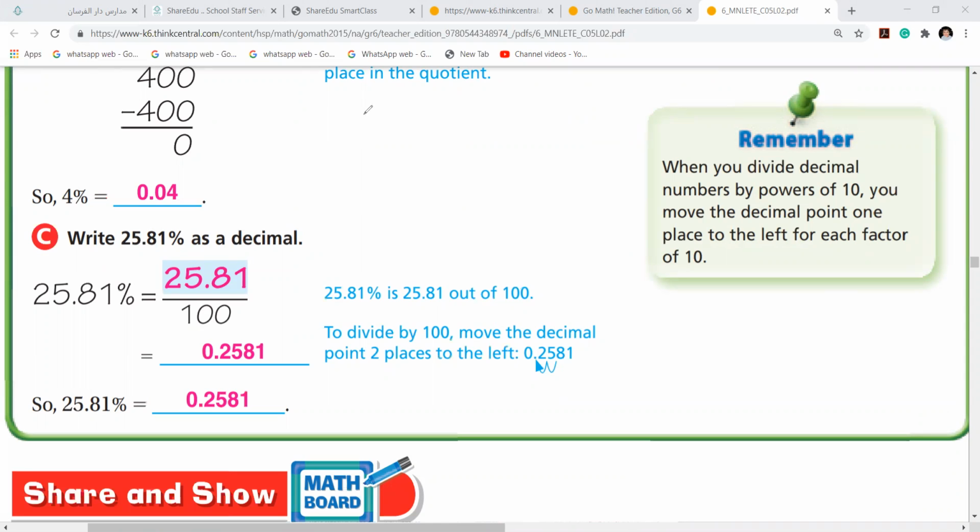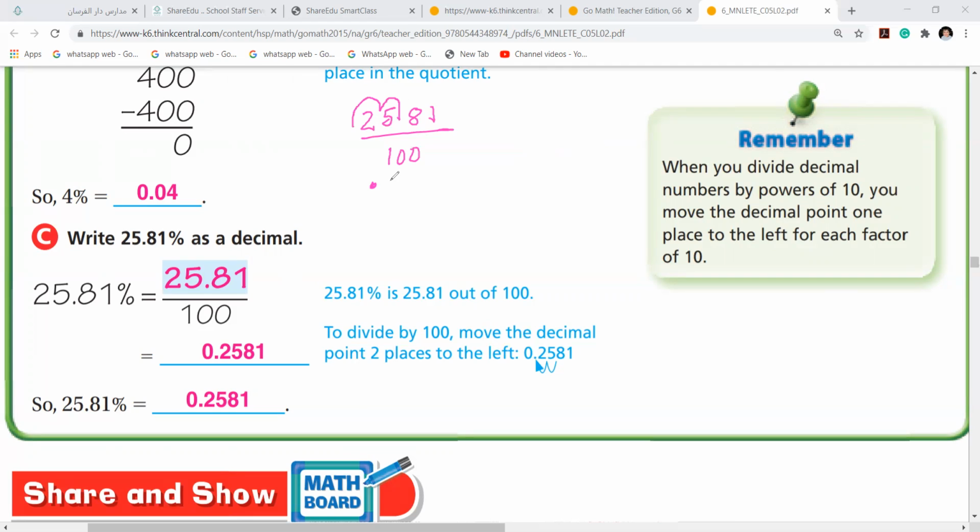You have 25.81%. That means 25.81 over 100. Now see, move this decimal point to the left. 1, 2. That means I have. Miss, when the decimal point is here, we don't move from here, right? No, we will move from where the decimal point starts. Actually, see, if there is no decimal point, that means this is 0.00, right? That's why you're moving from the last. You're moving from the decimal point, always.